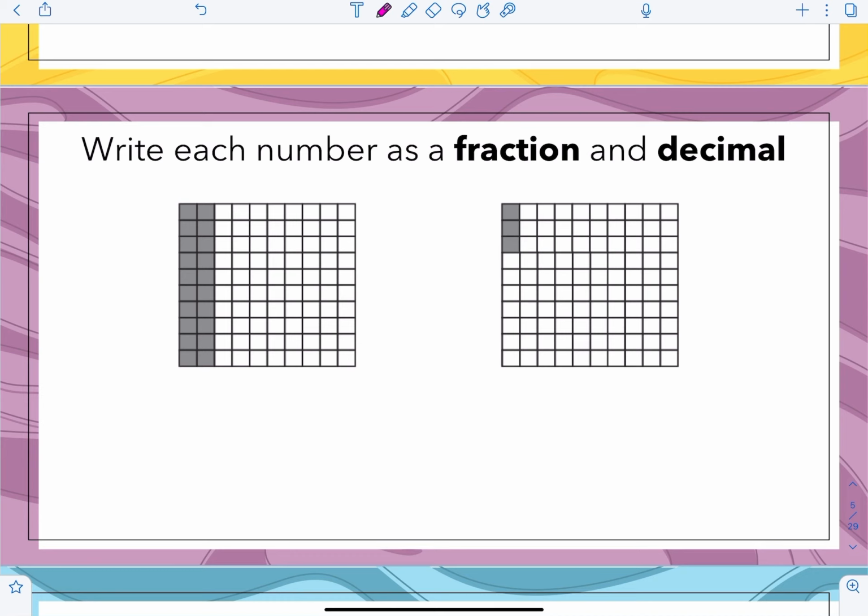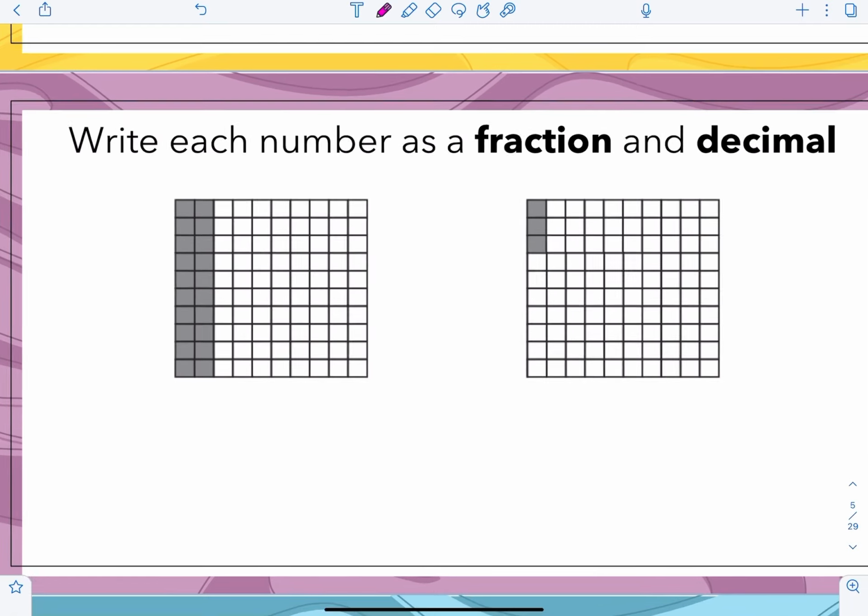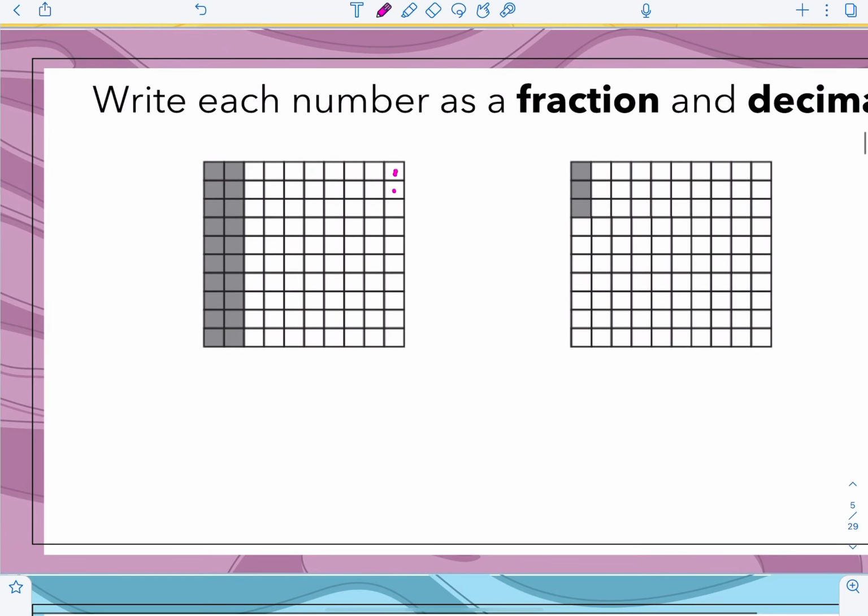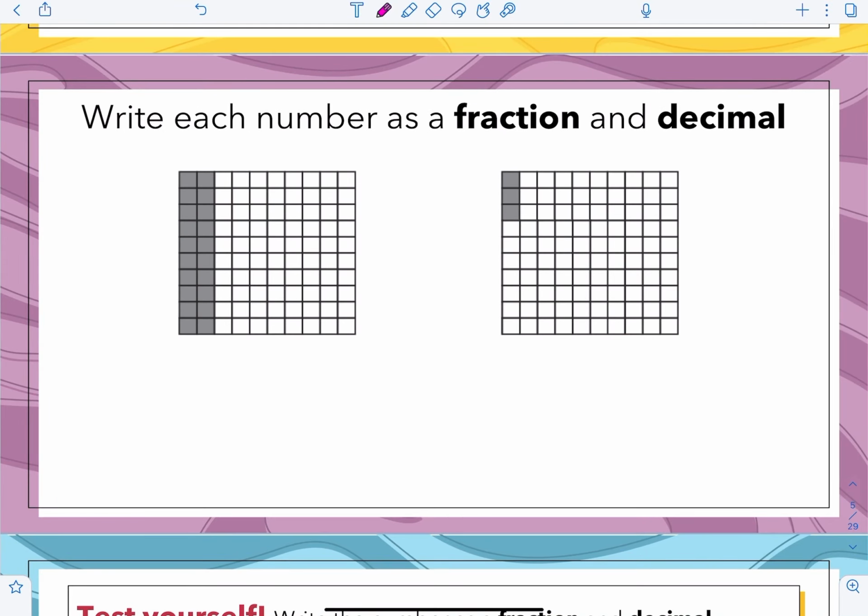Now we have this mesh. Do you remember it? This is the other kind of numbers that we were working with. This mesh is a 100 square. If you count them, you will find 1, 2, 3. You will find a 100 square inside of it. So let's write also the decimals and the fractions.